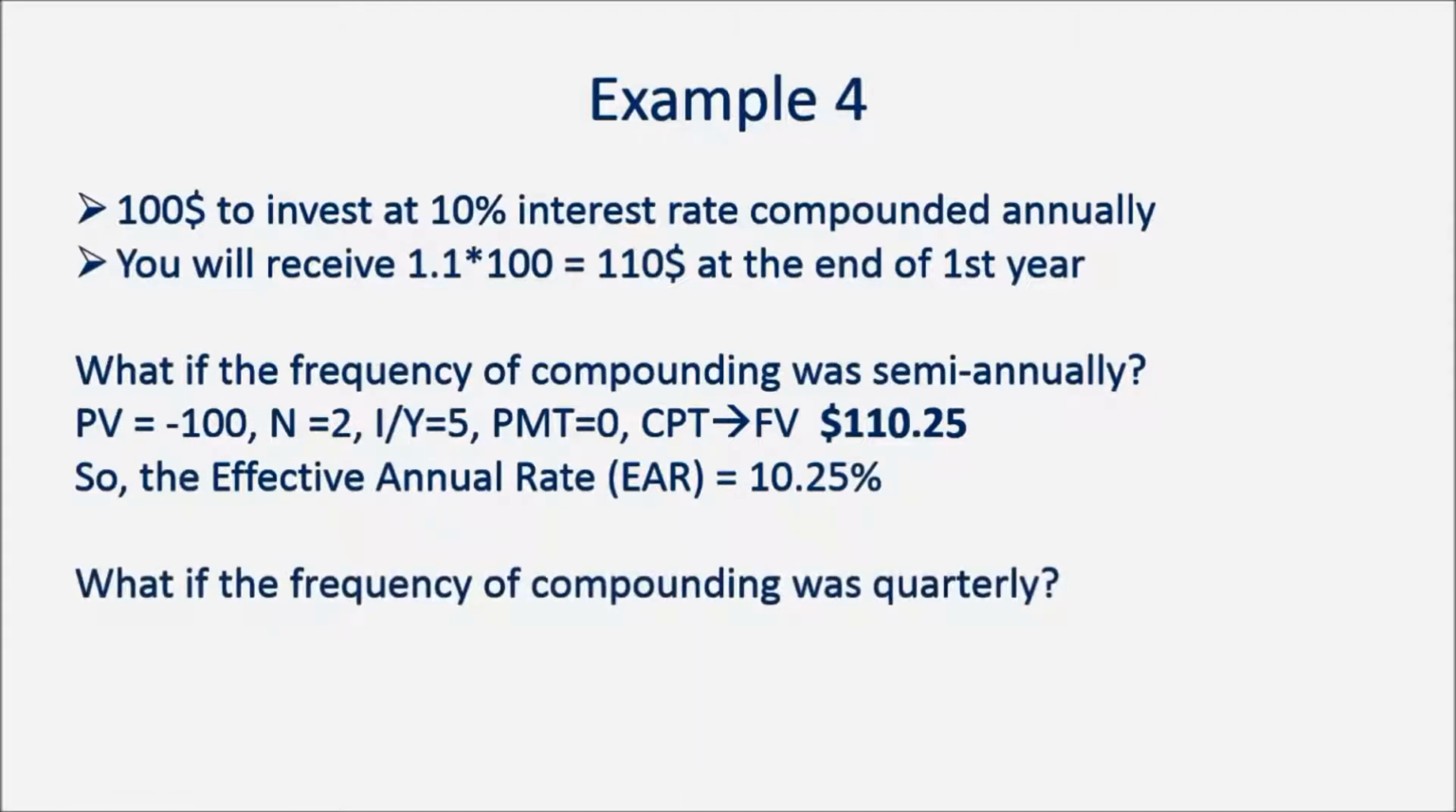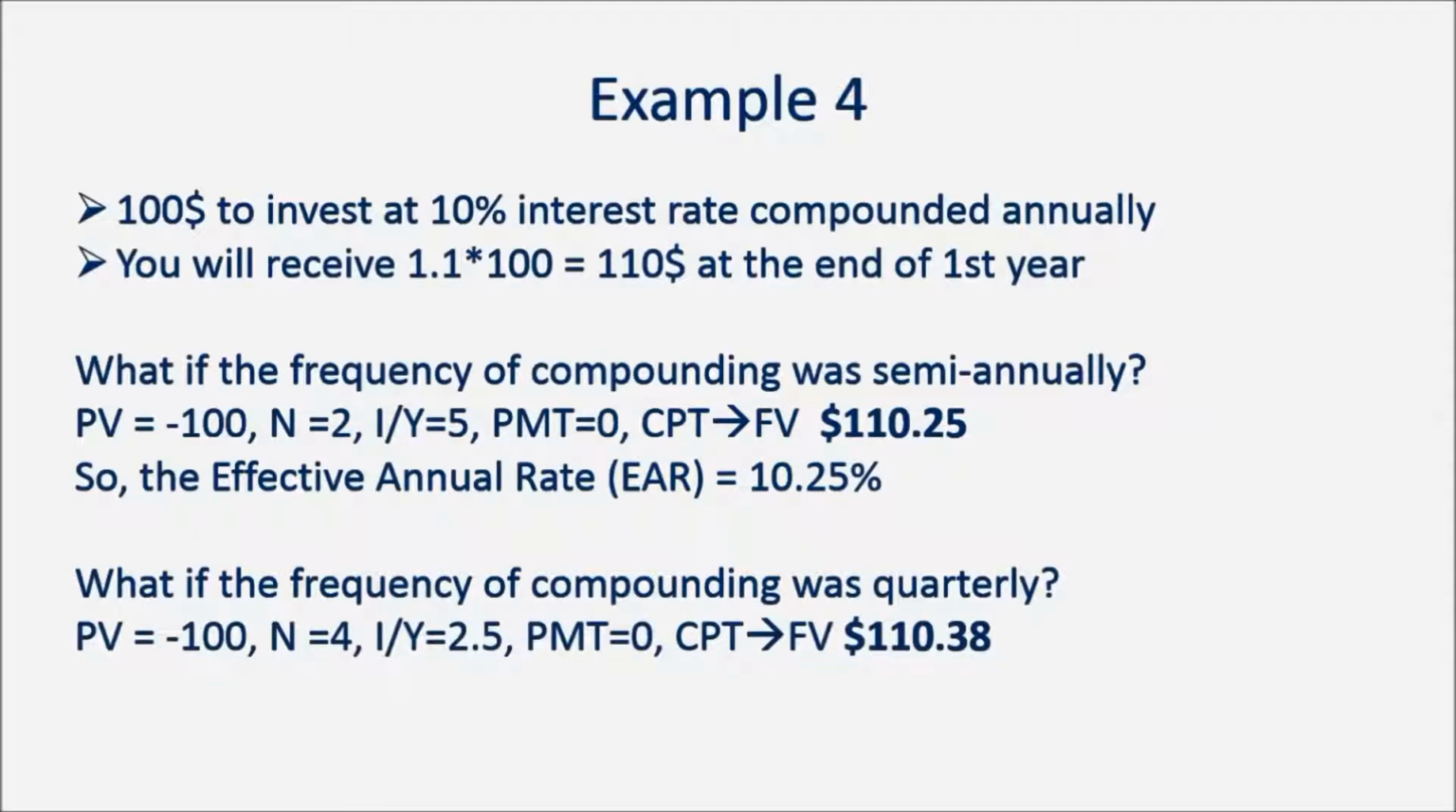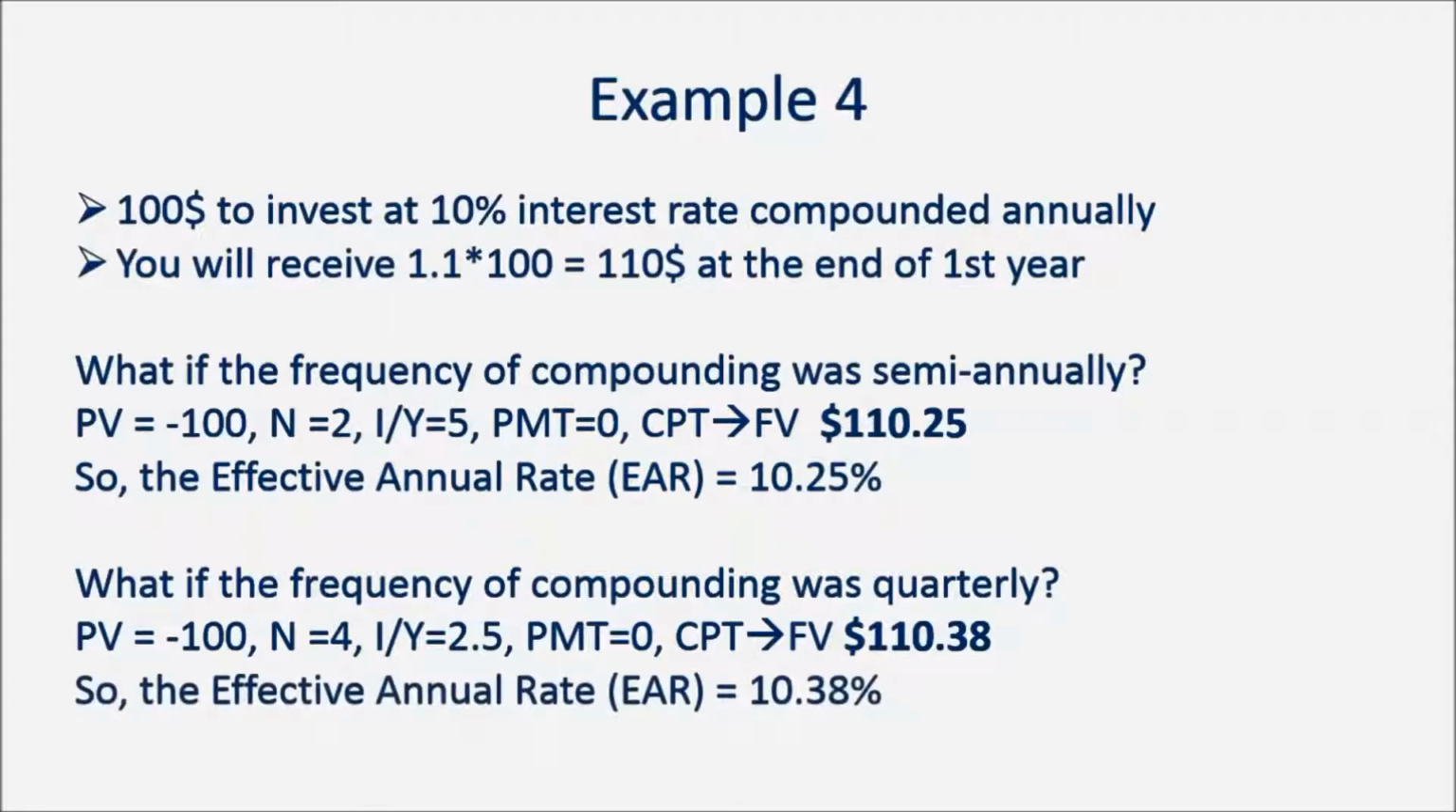What if the frequency of compounding was quarterly? So in this case, present value is minus 100, N is 4, I/Y is 2.5, PMT is 0. We compute future value to get $110.38. So the effective annual rate in this case is 10.38%.